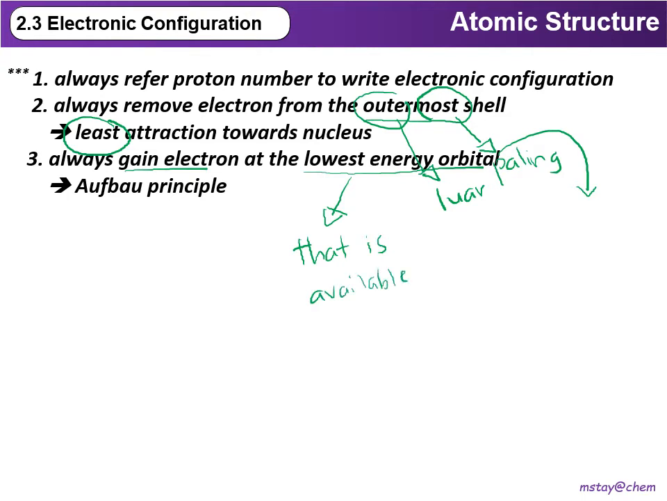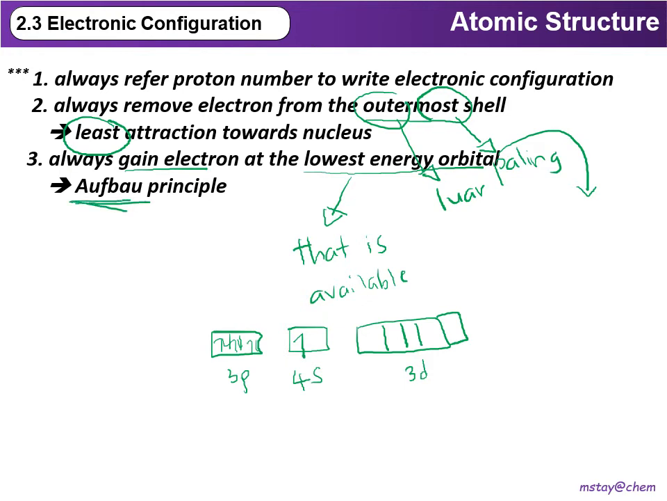For example, let's say you already filled up to 3p. Okay, 3p is already full. Now you want to fill in more electrons, and you have 3d and also 4s. Which one are you going to fill? Yes, we are going to fill 4s first because we need to follow the Aufbau principle, because 4s has lower energy compared to 3d.